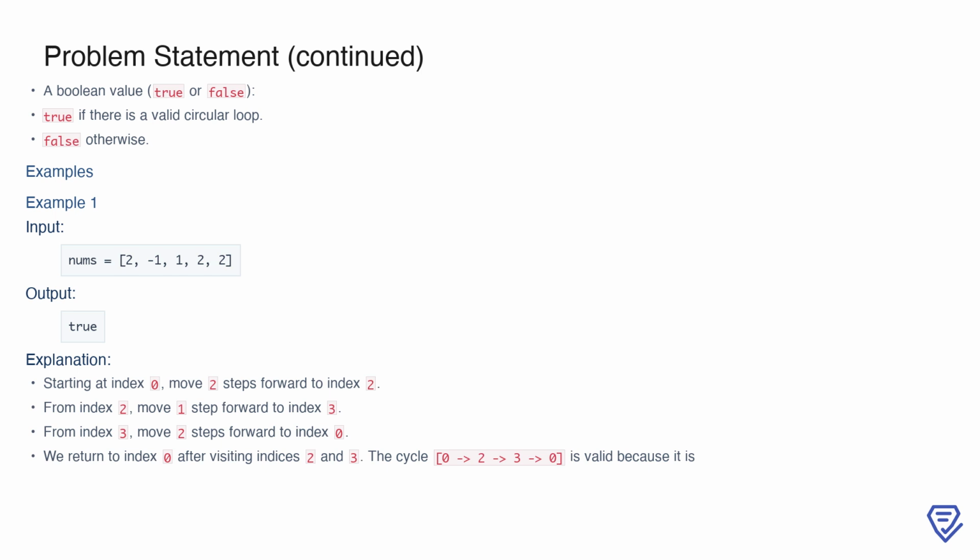Here, the input array is nums equals 2, -1, 1, 2, 2. Starting at index 0, you move forward 2 steps to reach index 2. From index 2, you move forward 1 step to reach index 3. From index 3, you move forward 2 steps to return back to index 0. This forms the cycle 0-2-3-0. This cycle is valid because it meets both criteria: it includes multiple indices, and all movements are in the forward direction. Therefore, the output for this example is true.